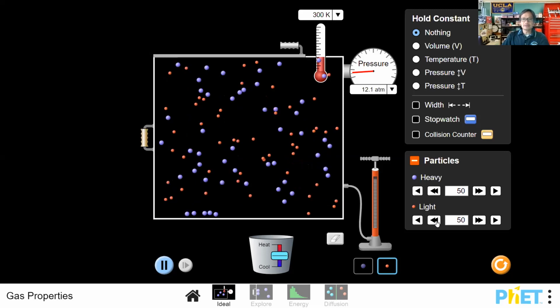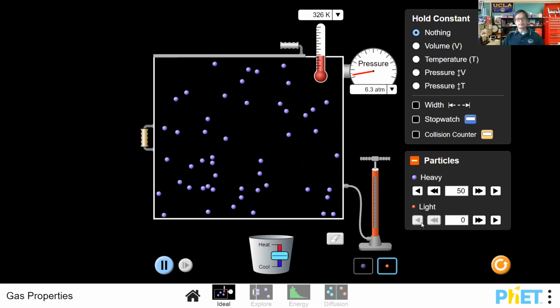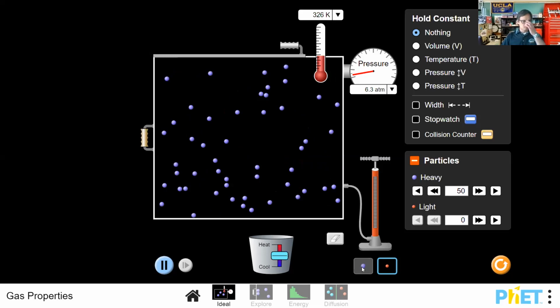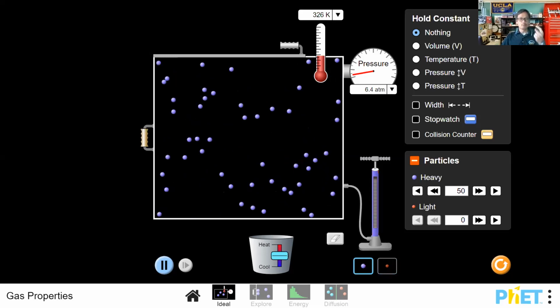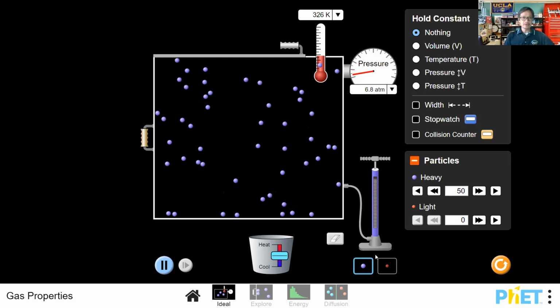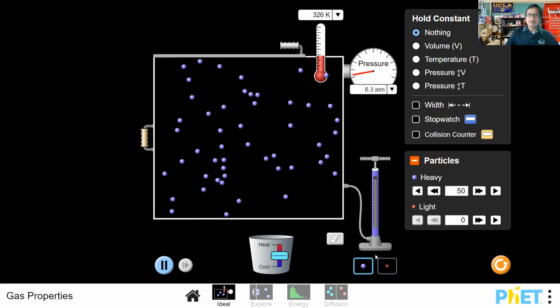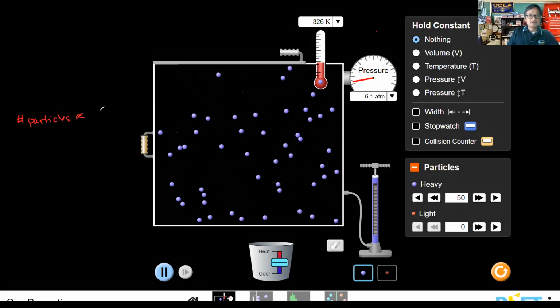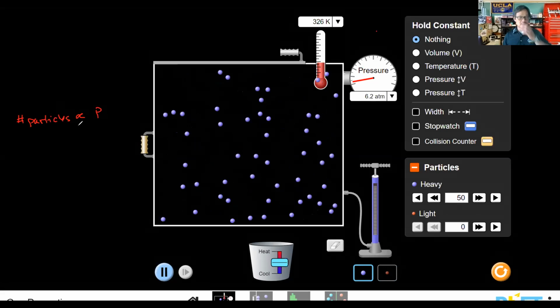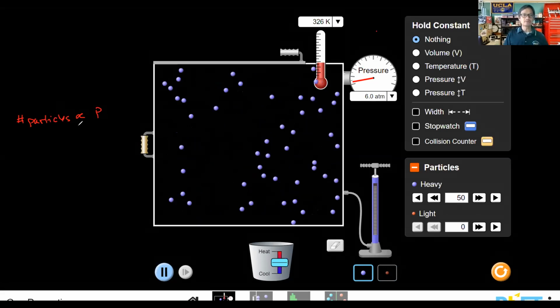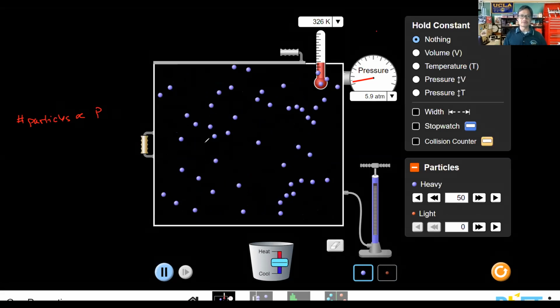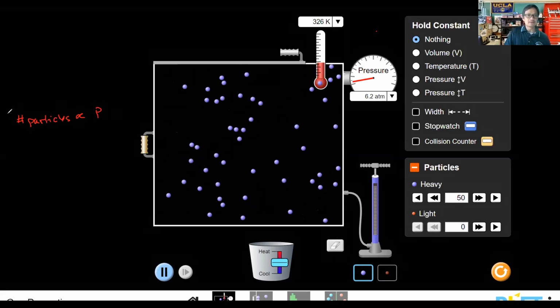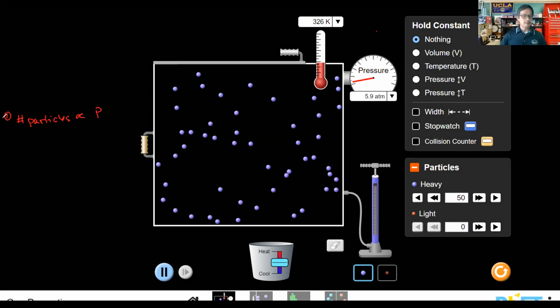All right, so let's take away the orange particles there. So that's one way: by adding more particles, the pressure changes. There's a relationship between particles and gas pressure. So the number of particles is related to pressure. As we increase the number of particles, the pressure also increases. So that's one relationship that we can make use of right now. How else can we alter the pressure?